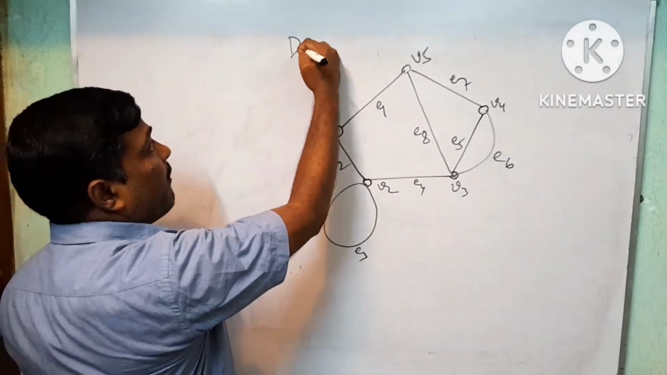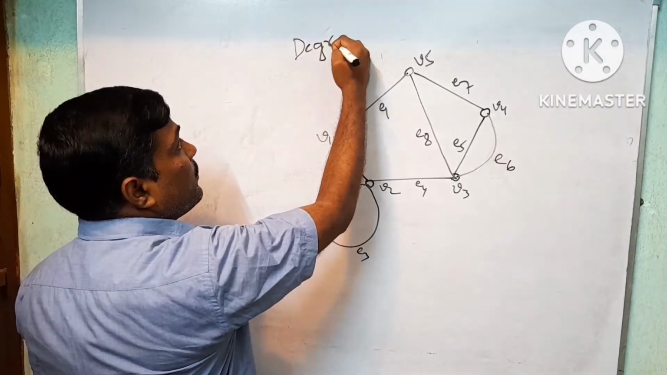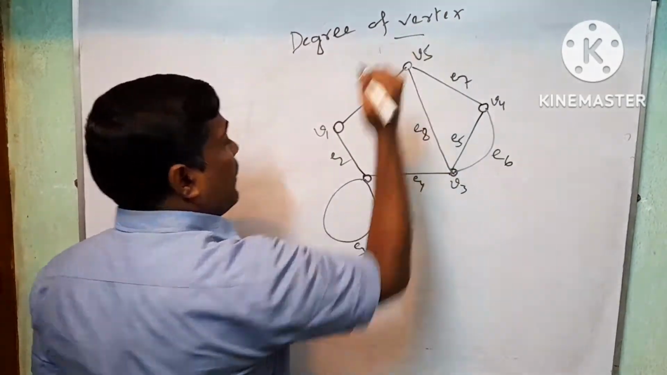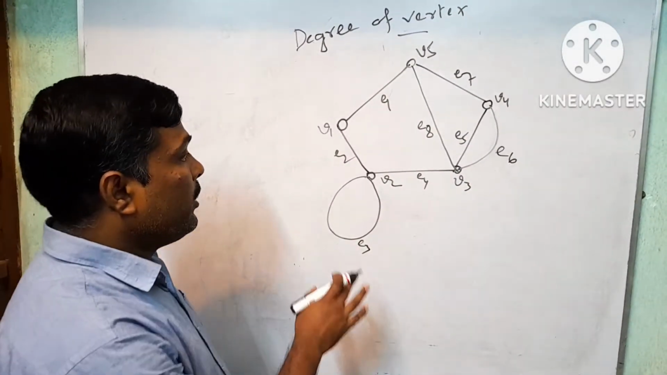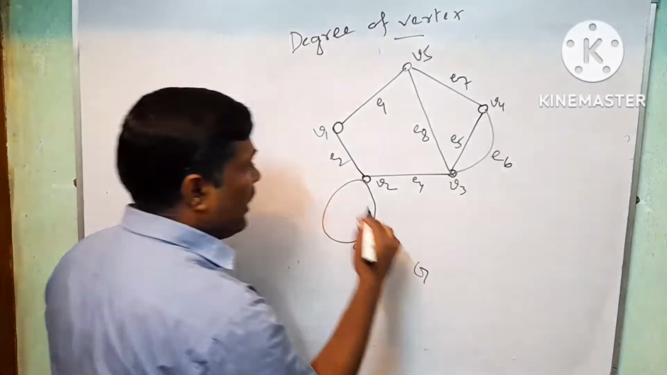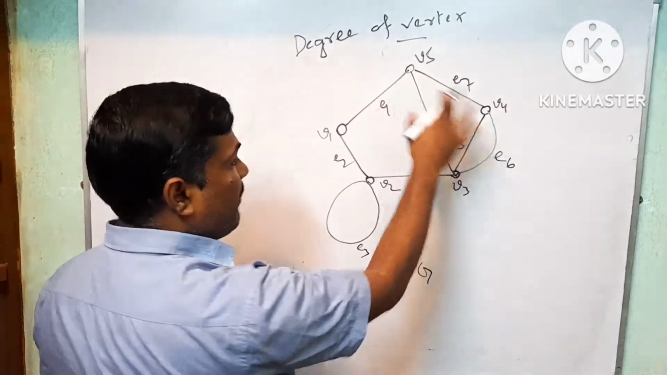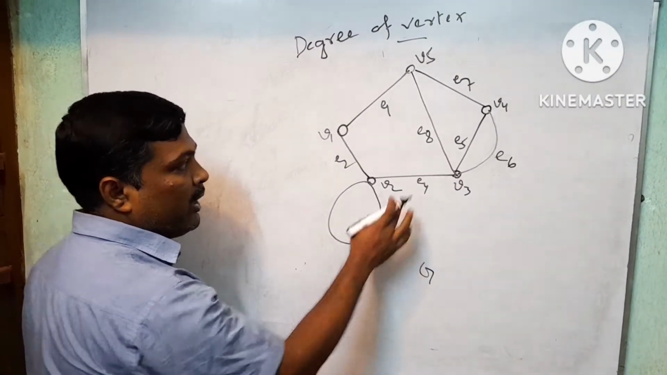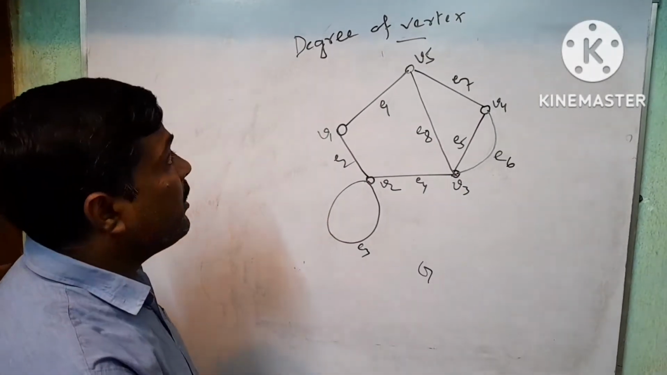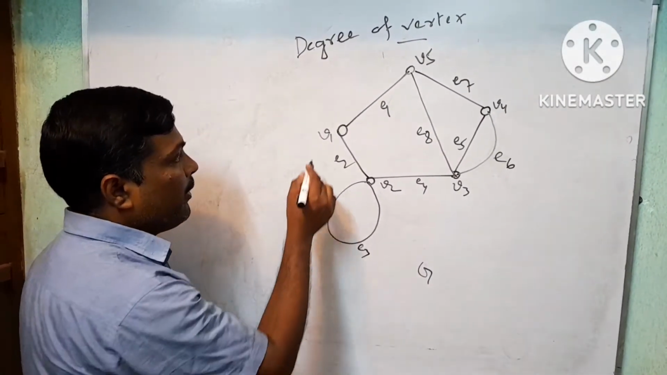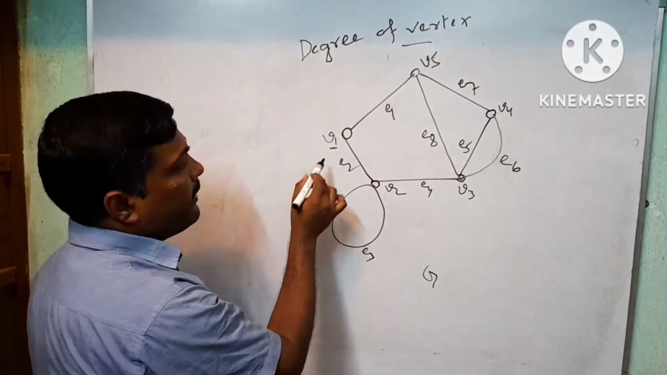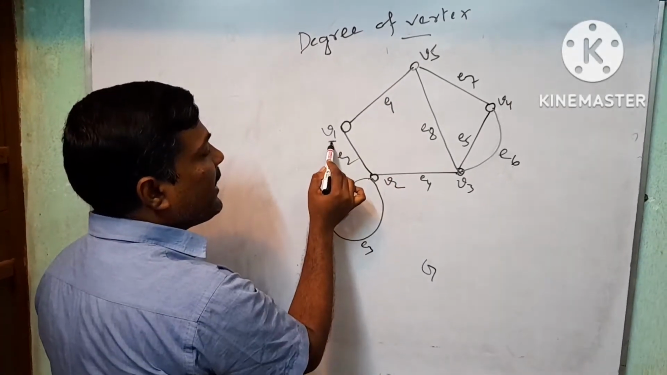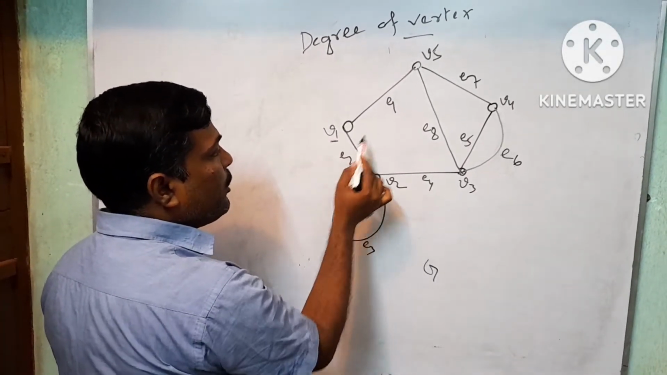Degree of a vertex in a graph. This is an undirected graph. Suppose this is the graph G. We have vertices V1, V2, V3, V4, V5, 5 vertices and 8 edges, containing a self loop E3, and E5, E6 which are parallel edges. Now, what is the degree of a vertex? Suppose this is the vertex V1. This vertex V1 is adjacent to two edges E1 and E2.